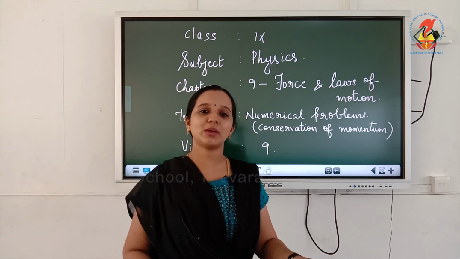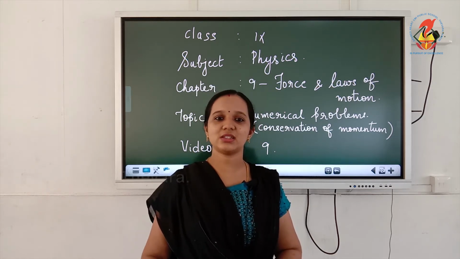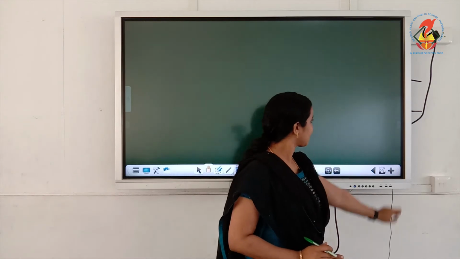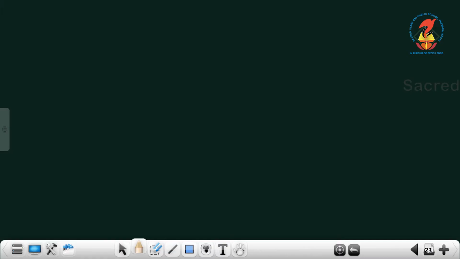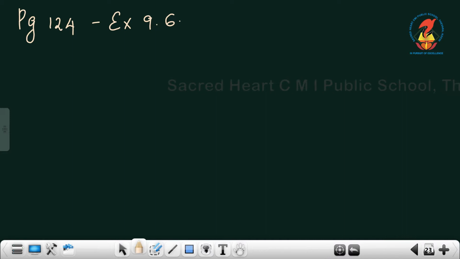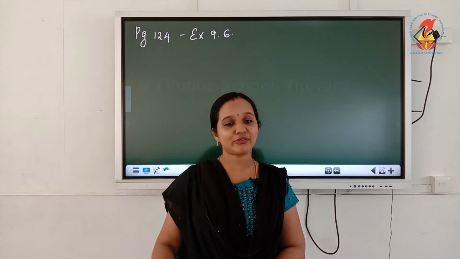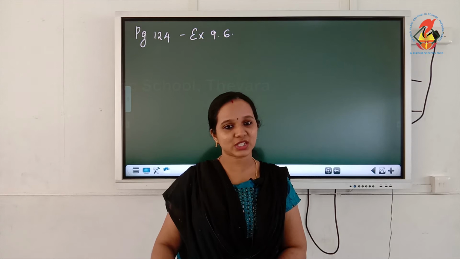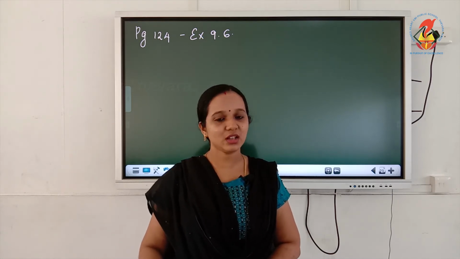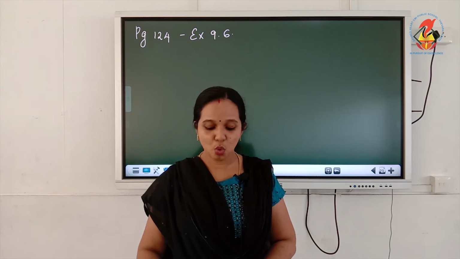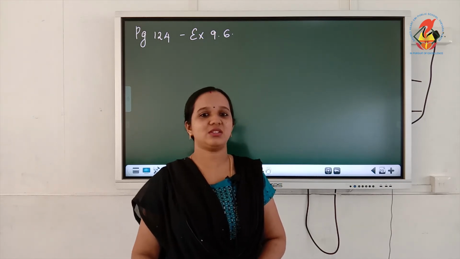For the questions, you may please refer to your NCERT science textbook. First question is page number 124, example 9.6. The question is: a bullet of mass 20 gram is horizontally fired with a velocity of 150 meter per second from a pistol of mass 2 kilogram. What is the recoil velocity of the pistol?